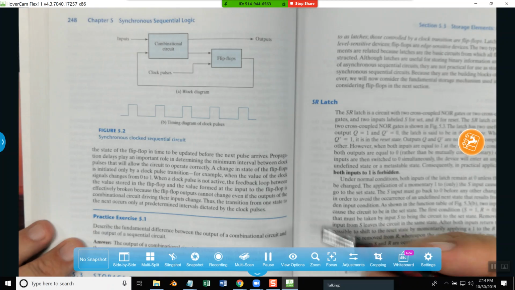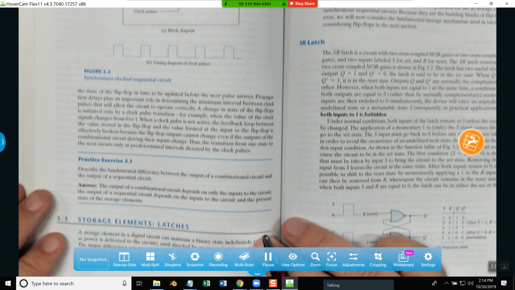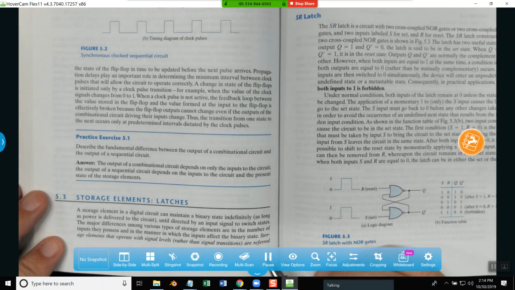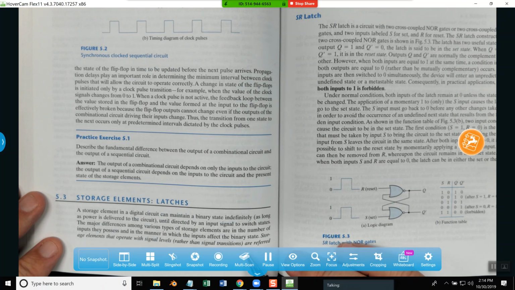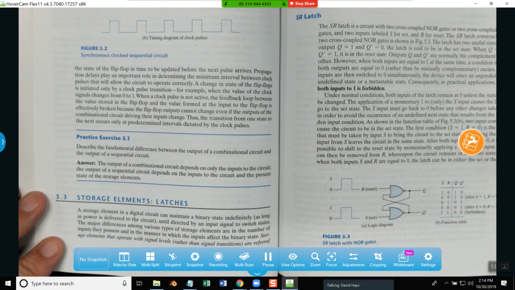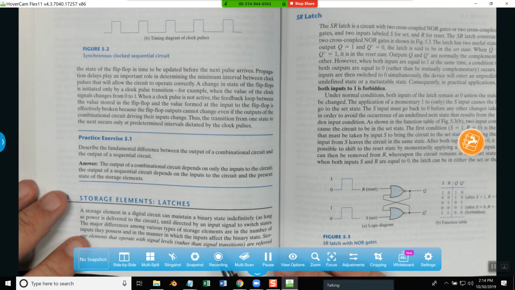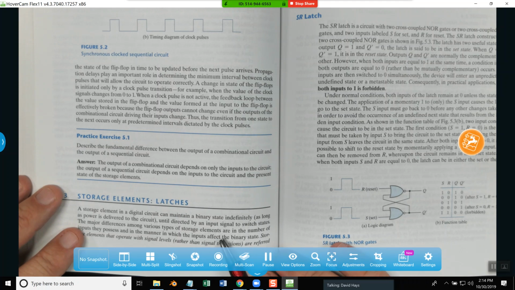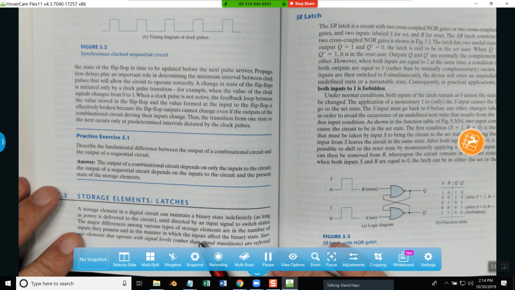5.3, Storage Elements: Latches. A storage element in a digital circuit can maintain a binary state indefinitely, as long as power is delivered to the circuit, until directed by an input signal to switch states. Major differences among various types of storage elements are in the number of inputs they possess and the manner in which the inputs affect the binary state. Storage elements that operate with signal levels rather than signal transitions are referred to as latches.